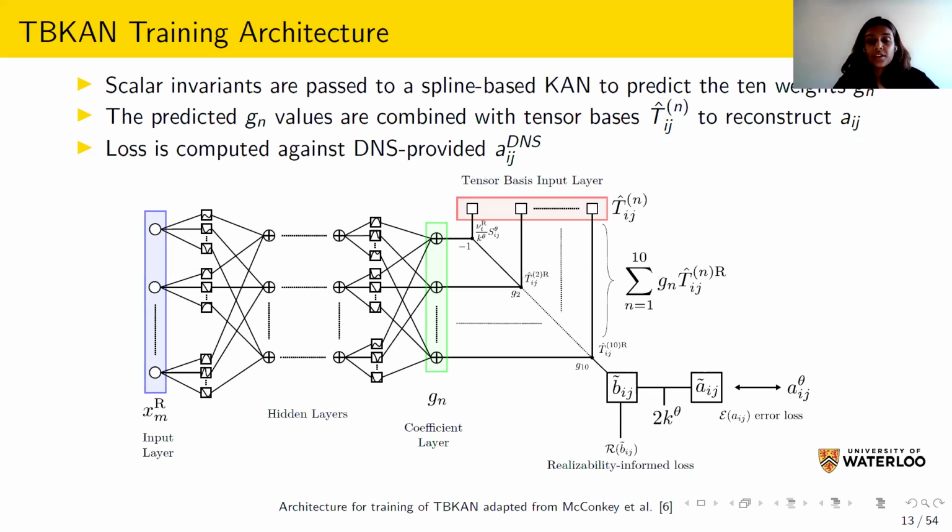Over here, you can see that we have something called the realizability-informed loss, which I will get into in just a few slides. And then we have the K value, which is used to go from Bij to Aij. The error loss that we compute uses the Aij from DNS, so that's just understanding how far off we are from the true values, which are DNS.